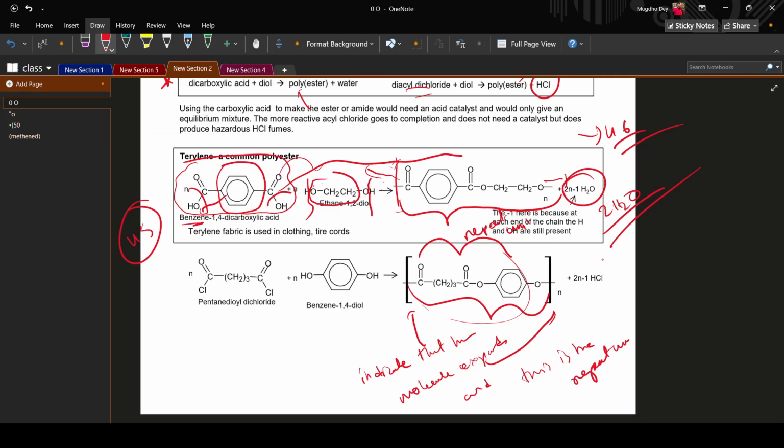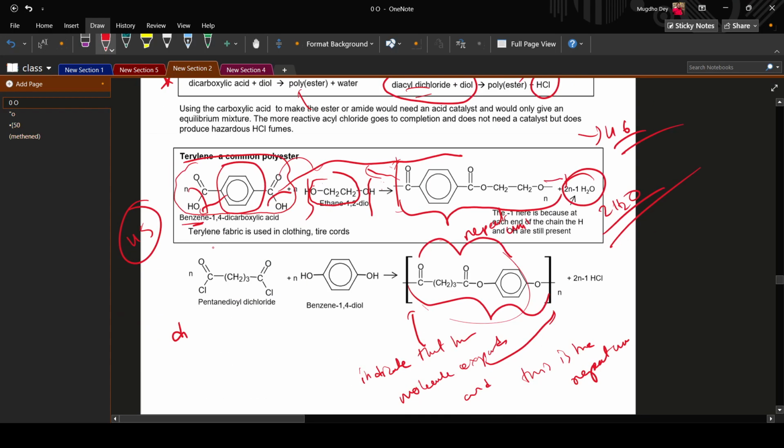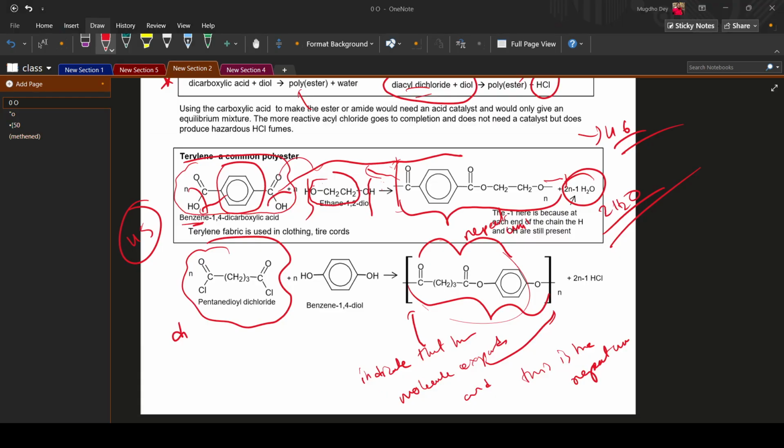Exactly. So it's a big long chain. It's just that this is a part of it. Anyways, this is another example. You can clearly see this time they have used a diacyl chloride. Do you see? They have used a diacyl dichloride here. Pentanedioyl dichloride, basically. That's what they are claiming.